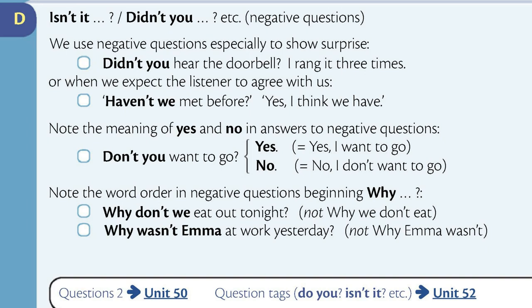Note the meaning of yes and no in answers to negative questions. Don't you want to go? Yes. Don't you want to go? No. Note the word order in negative questions beginning why. Why don't we eat out tonight? Why wasn't Emma at work yesterday?